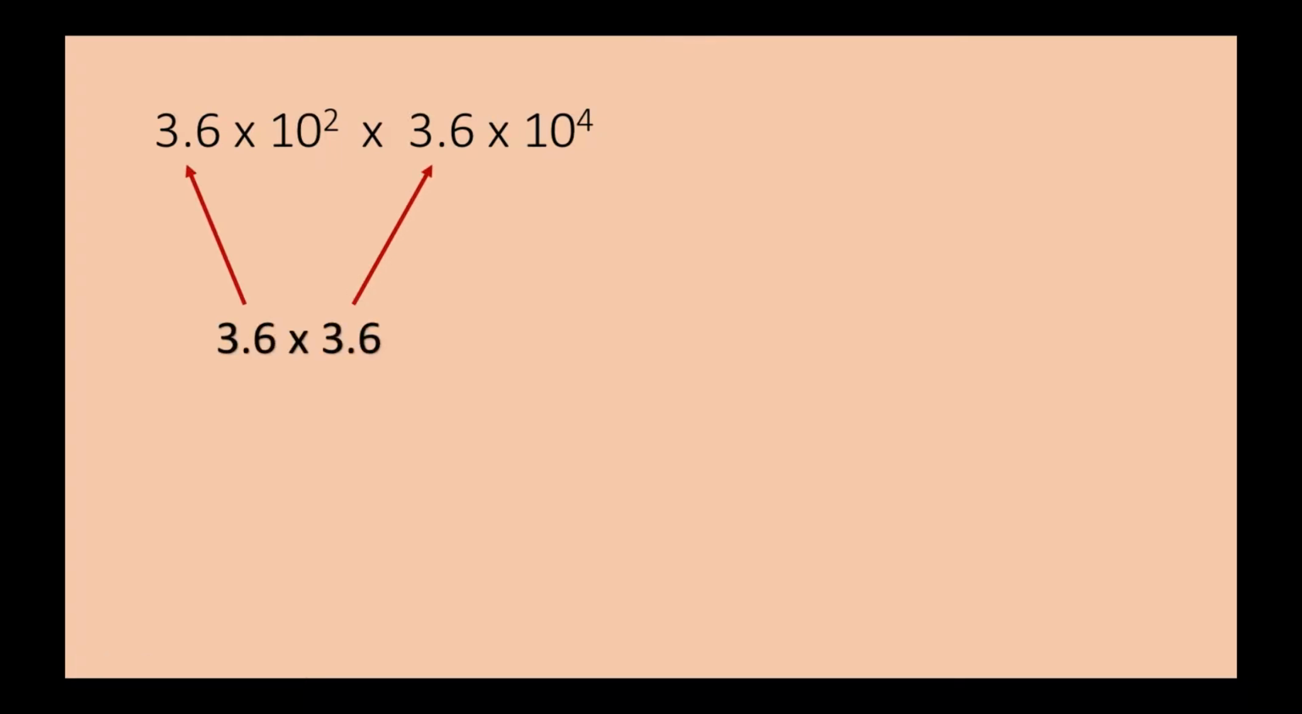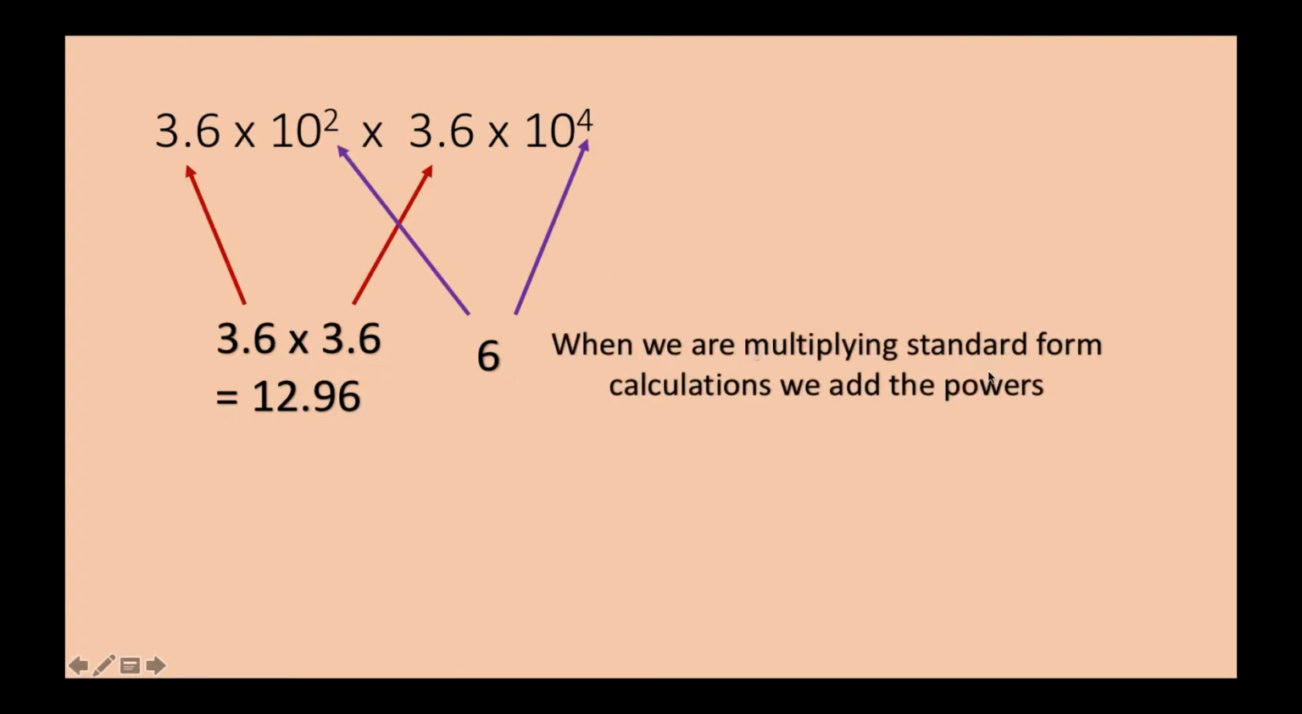we need to do is 3.6 times 3.6 to give us 12.96. The next thing you're going to do is add the powers together here. When we're multiplying standard form calculations, we add the powers. So 2 plus 4 makes 6. So our final answer is going to be 12.96 times 10 to the power of 6. We must keep the times 10 part, because we're not expanding the number to make a full number. We are leaving the times 10 part in there. Hopefully that's nice and easy.